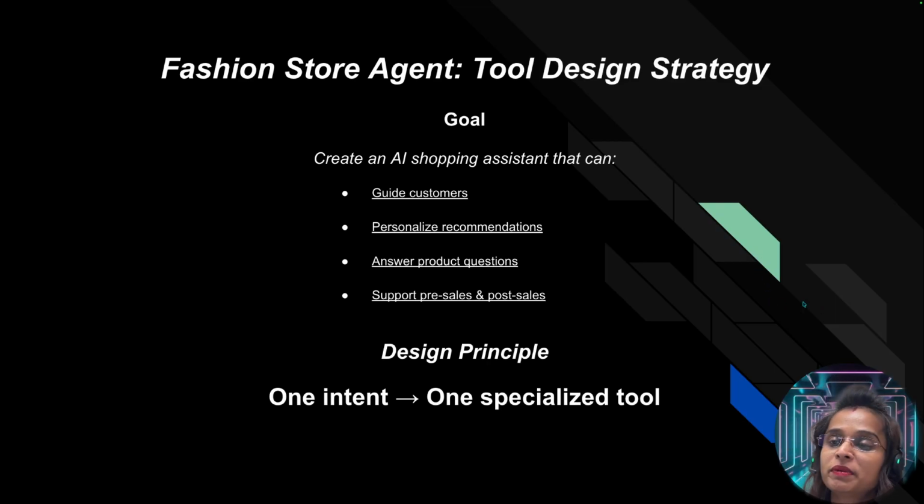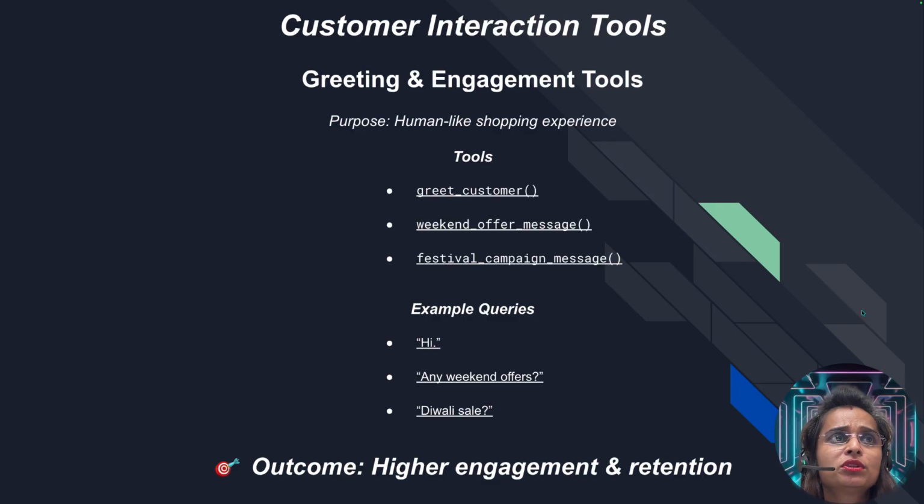So one intent is one specialized tool. Okay, that is the strategy for my AI agent. So customer interaction tools will include greeting customers, festival campaign messages, and weekend offers. Okay, and the output will be higher engagement and retention for the customers.